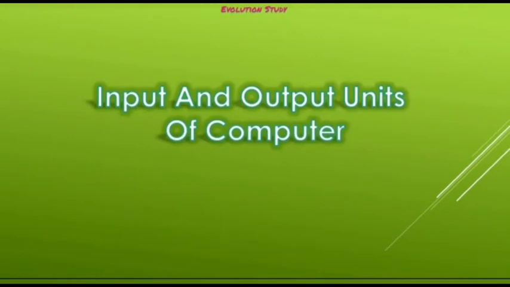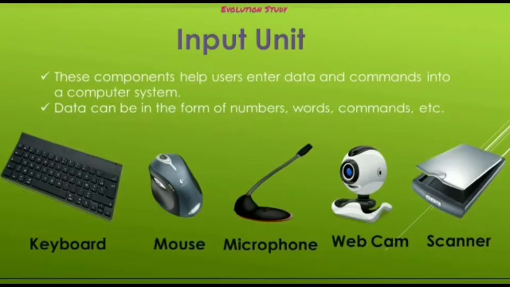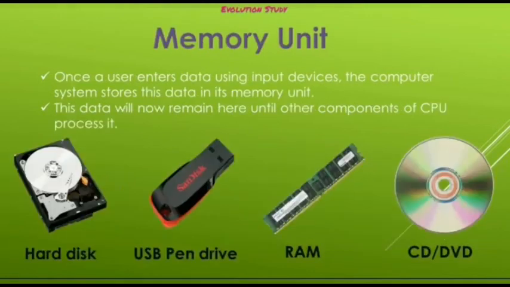Input and output units of computer. Now what are the different units of computer? Input unit, processing unit, memory unit and output unit. Now what is input unit? These components help the users enter the data and commands into a computer system. Data can be in the form of numbers, words, commands, etc. As you can see, a picture of keyboard, mouse, microphone and webcam are given here below. And scanner as well.